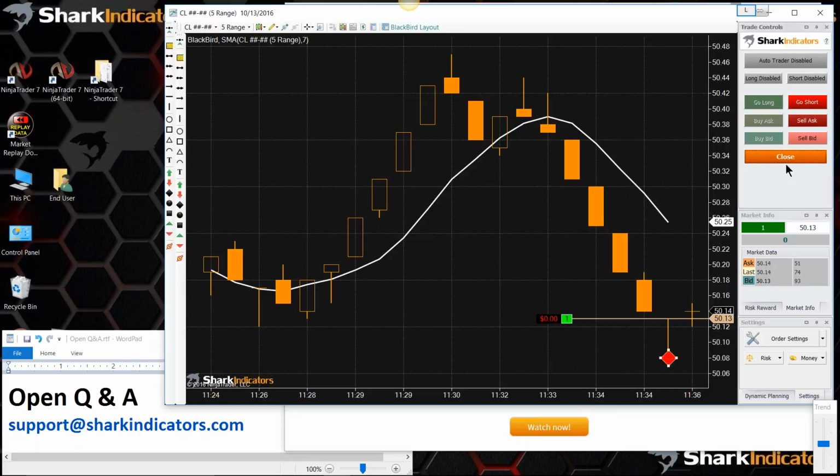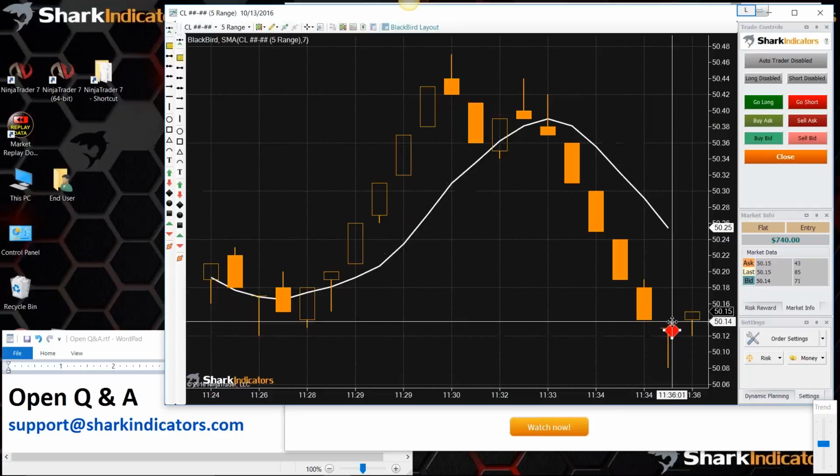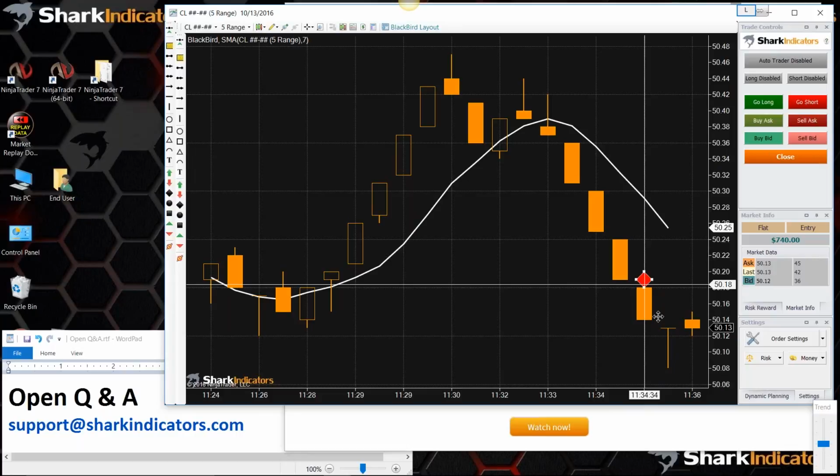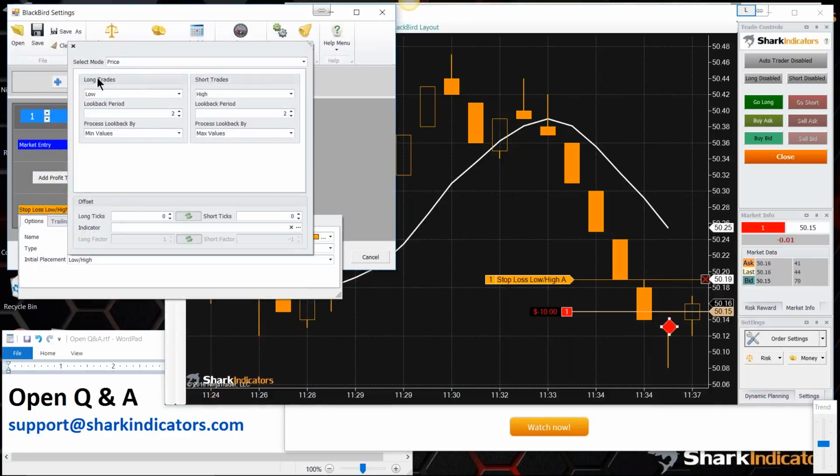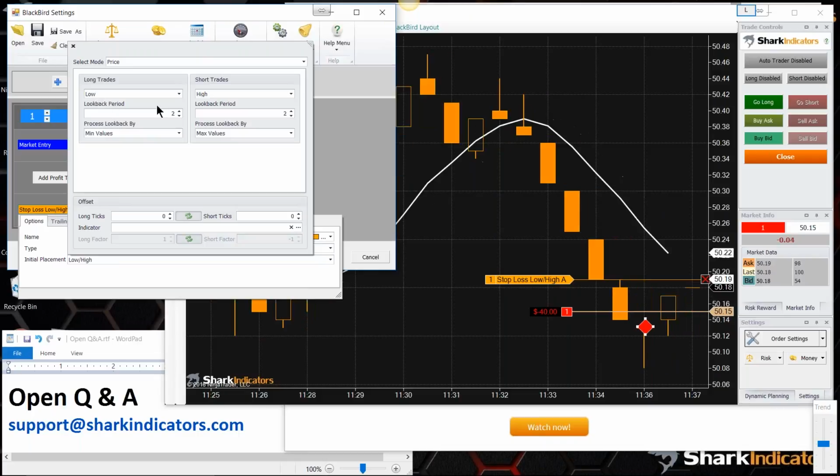Alright, now if we do a short trade, BlackBird's going to be using the highest high of the last 2 bars. So here's the 2 bars, and that would be the highest high. So that's where our stop loss would go. There's our stop loss. It gets placed up here, at the highest high of the last 2 bars. So there we go. That's how you would set BlackBird up to use the lowest low of the last 2 bars, or the highest high of the last 2 bars.